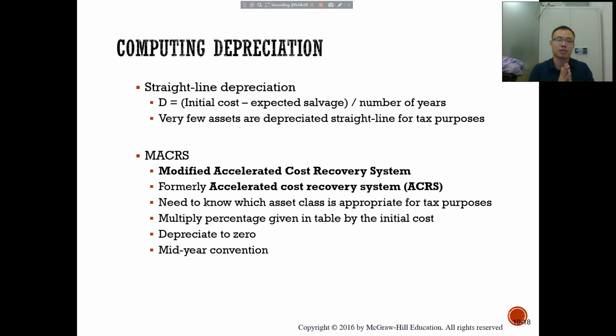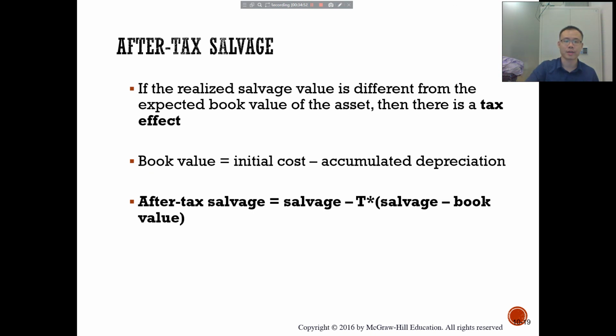And another one is MACRS. It stands for the Modified Accelerated Cost Recovery System, and it's an updated version of the Accelerated Cost Recovery System, or ACRS. Basically, it's not straight line, but it gives you a format as a guideline for what kind of investment should be depreciated by what percentage in the first year, second year, third year, and fourth year.